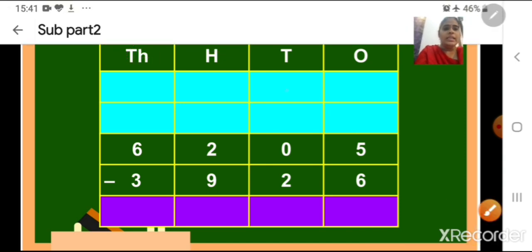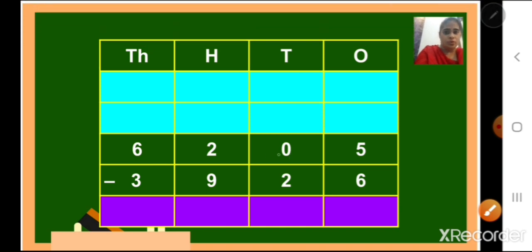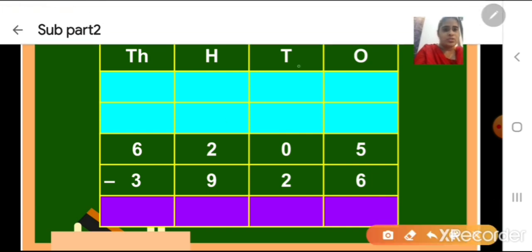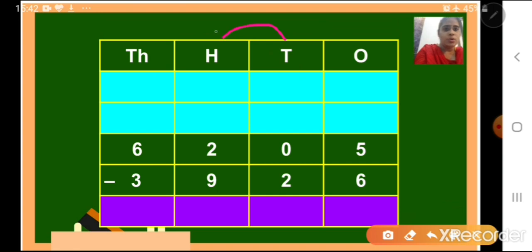Now in tens place we have 0. Children, if you don't have any chocolates, can you give me 5 chocolates? No, it is not possible. First you should have something. That means tens place needs to borrow from hundreds place first. So tens will go to hundreds place.